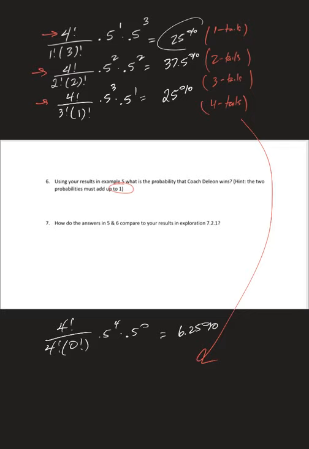Now, Mr. DeLeon can win in all of these cases. So what we're going to do is add them all up. And we end up getting a 93.75% chance of Mr. DeLeon winning. That's very close to the 90% we got in exploration 7.2.1.